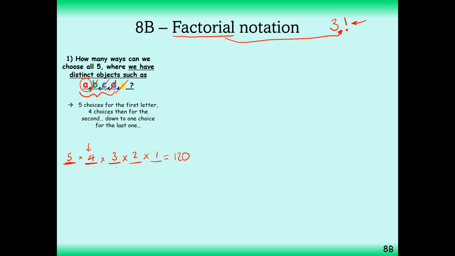There are 120 different ways of rearranging the order of these distinct letters. I'm not going to sit there and show you one by one. There are 120 lines, so take my word for it. If you don't trust me, just take 5 different objects and start rearranging them.